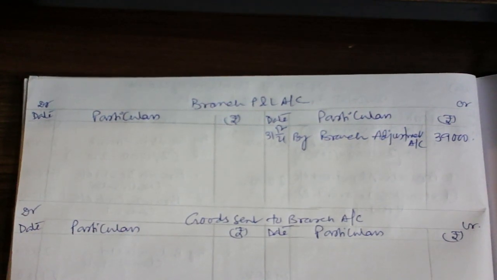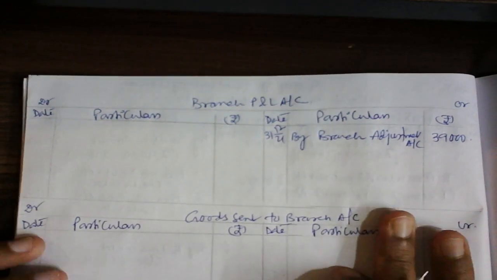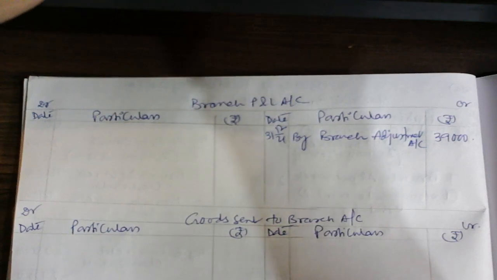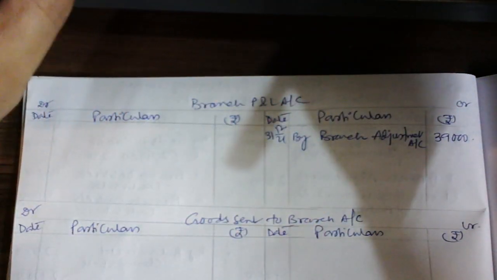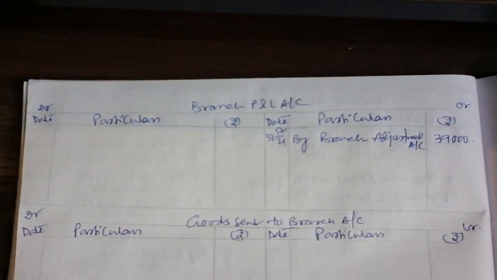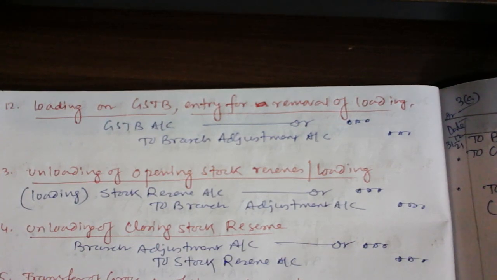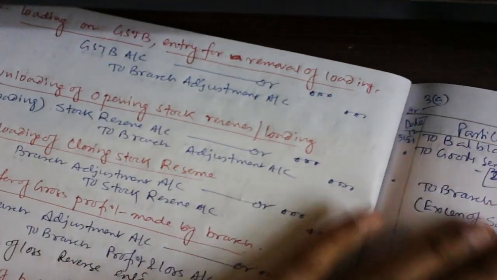So branch P&L account, okay, branch P&L we have also done, sir, completed. Now what we need to do after this, sir? What we need to do after this, that is very important. Now after this what we need to do, branch P&L is done, and then branch data, branch cash account, everything.